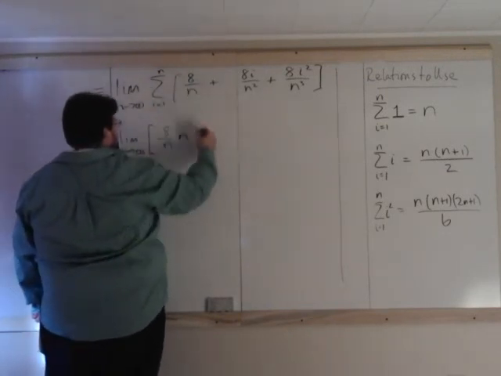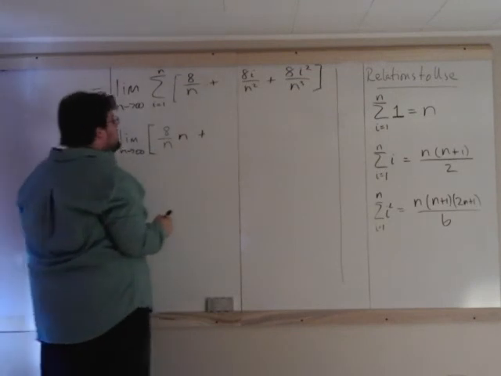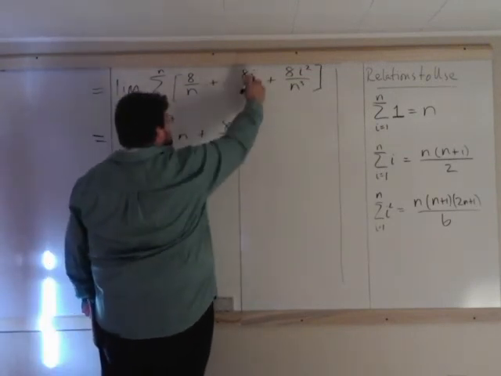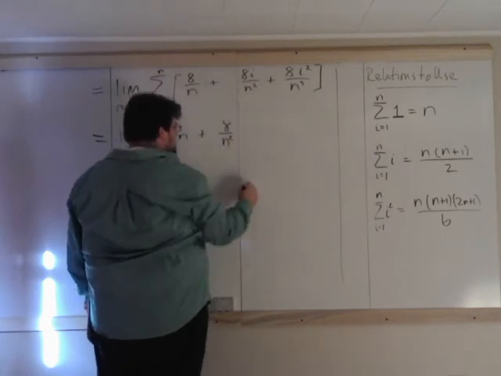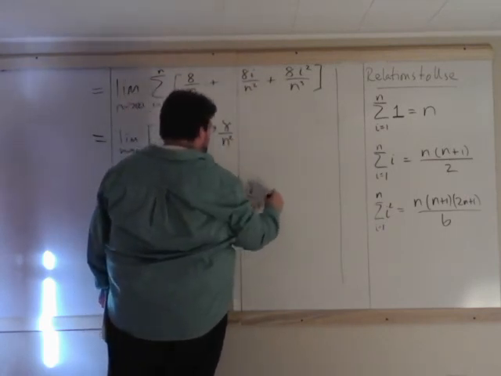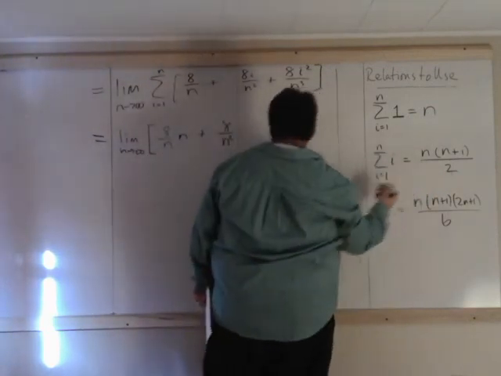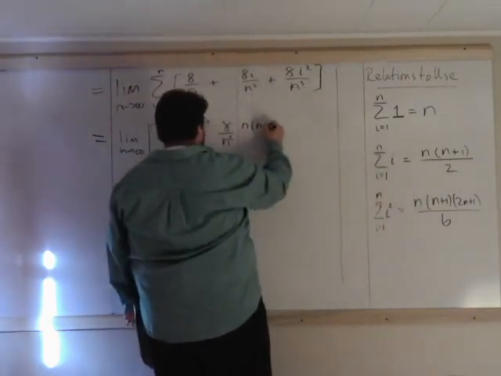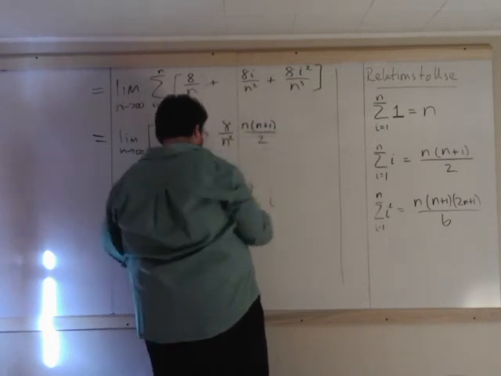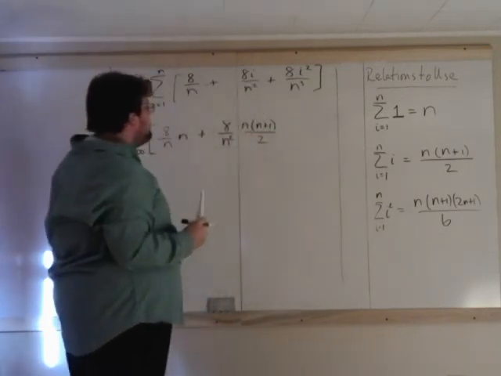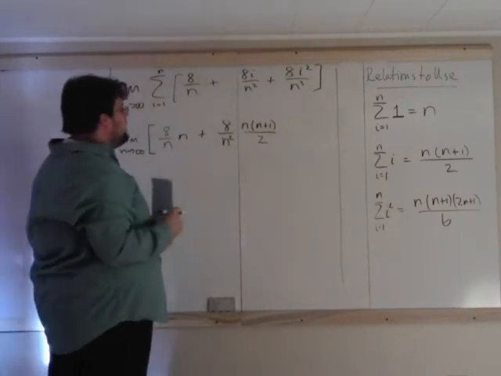What about the next piece? Well, there's a plus sign connecting them. 8 over n squared is next, times i. So remember, 8i over n squared is 8 over n squared times i. And the sum of i is given by this formula. The sum of i is given by that formula.